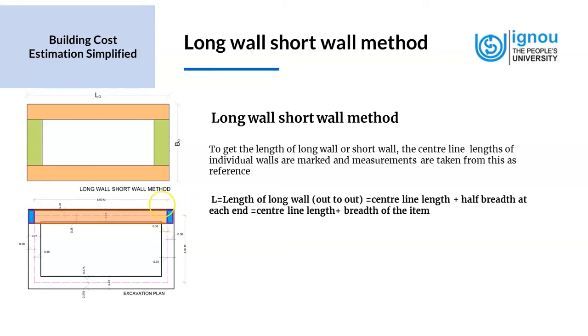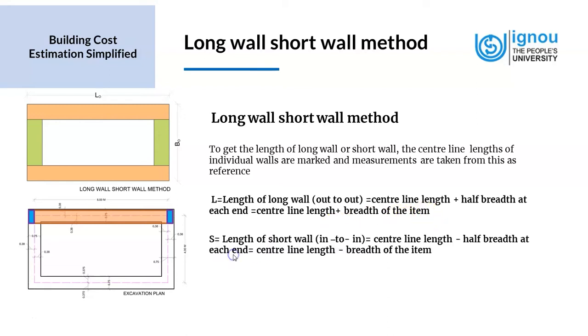Now there is a little portion left behind, the blue colored portion at the end, because we are taking the central line as the reference. This portion is actually half the width of the central line. So we take this half breadth, and also the half breadth from this side, right? So the length of the long wall, out to out, is equal to the center line length plus half breadth at each end, because there are two ends. So this actually becomes center line length plus breadth of that particular item.